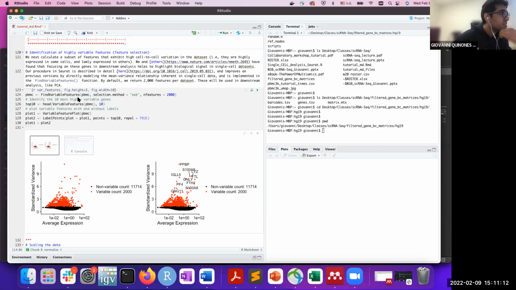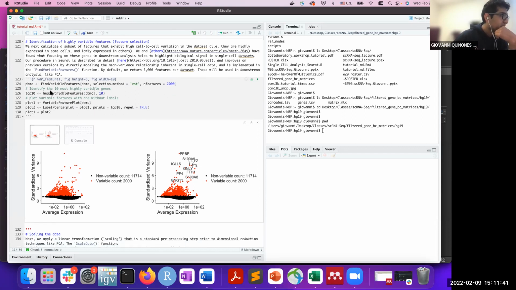called FindVariableFeatures. And the selection method VST, this is actually precisely that regression that I mentioned, where you try to correlate the mean expression value with the coefficient of variance. And number of features, this means that we're going to select the top 2,000 genes that are more variable. And then in the next line, top10, this is just the list of the top 10 genes that are more variable. And we're going to use this list to label these genes in the plot.